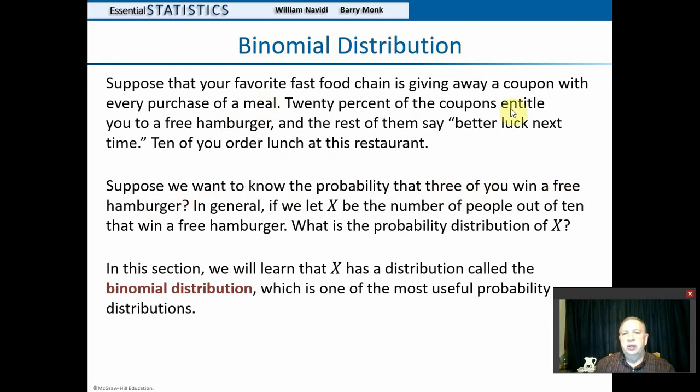Okay. So 10 of you go into this restaurant. We get these coupons. 20% of them entitle you to a free hamburger and the rest of them don't. And basically we're going to start asking these questions. Out of the 10, what's the probability that none win a hamburger? What's the probability that exactly 1, 2, 3 will continue down to all 10 of them? And then we can ask the other type of questions. What's the probability that 3 or less received a free hamburger?